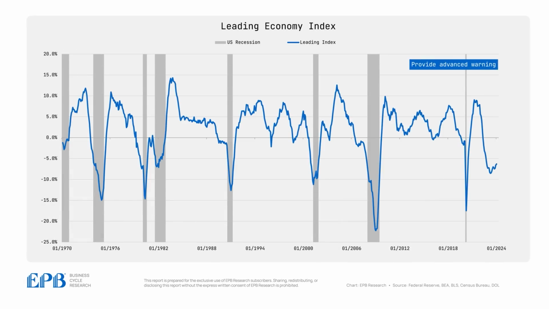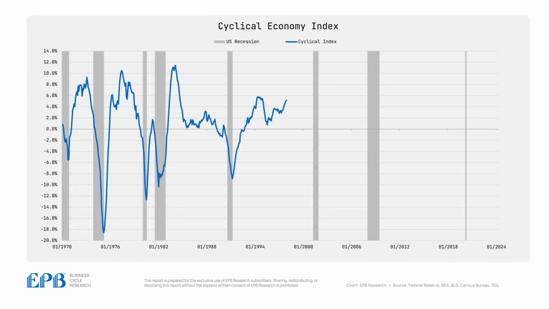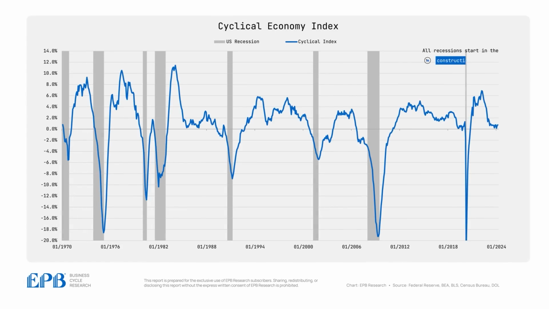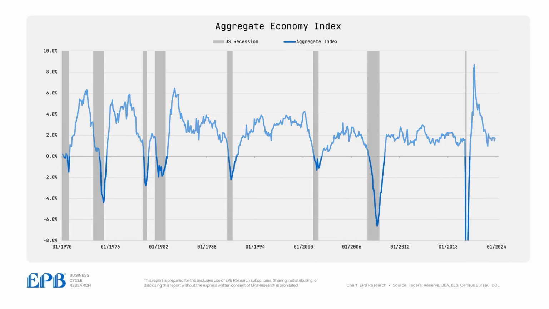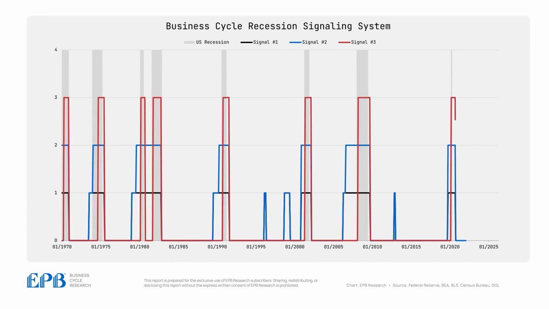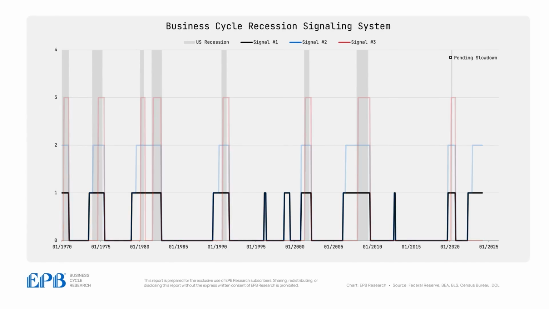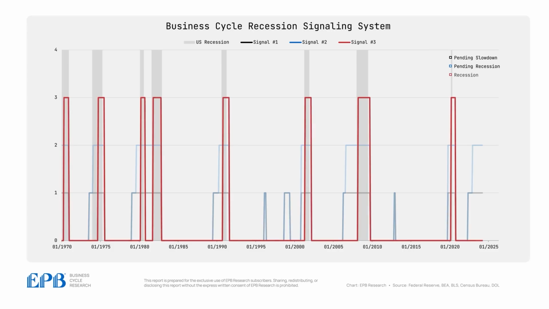Leading indicators provide advanced warning of where the economy will go in the future. With virtually no exceptions, all recessions start in the construction and manufacturing sectors, so these two sectors deserve special attention, which is our addition or improvement over the original Zarnowitz and Moore signaling system. When the aggregate index turns negative, a recession is already underway with no exceptions. Our signaling system will provide advanced warning of this occurrence. This signaling system will provide three distinct signals: pending slowdown, pending recession, and recession.